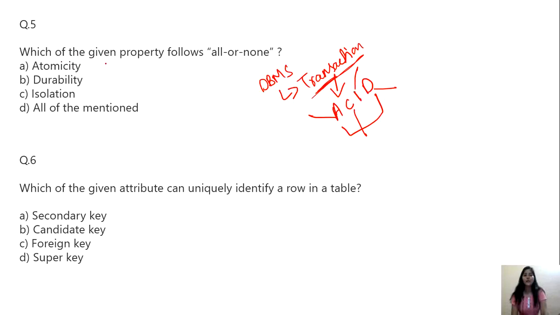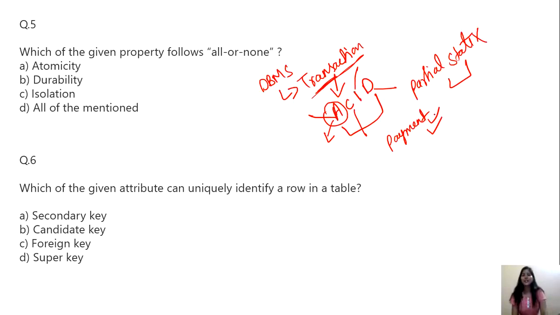So they are asking which of the given properties follows all or none. So let me tell you about atomicity. See, whenever you do a transaction, either it will be completed fully or it won't be completed at all. There is no partial state that exists for a transaction. No partial state. How can you understand this? For example, you are doing a transaction, you are making a payment. So either your payment will be successful, or nothing will happen, or the payment will be unsuccessful.